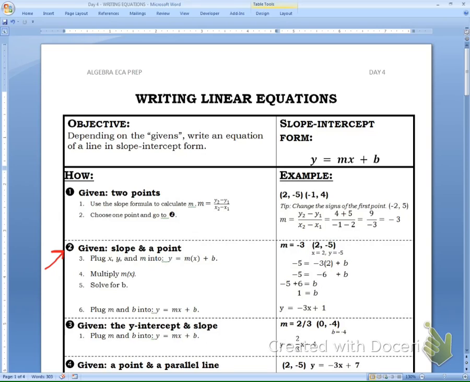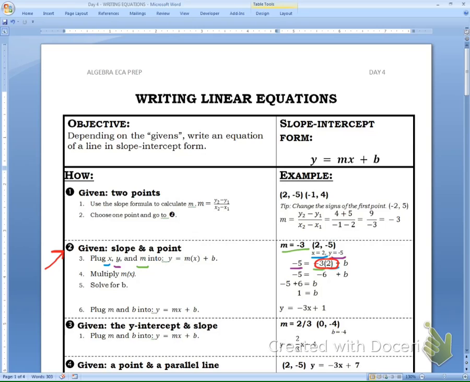Okay, so we have to plug in our x, y, and m. There's our x value, there's our y value, and there's our m value. The equation equals y equals mx plus b. So we just plug those values in. The next step says to multiply m and x. Well, that's these two values right here. -3 times 2 is -6.